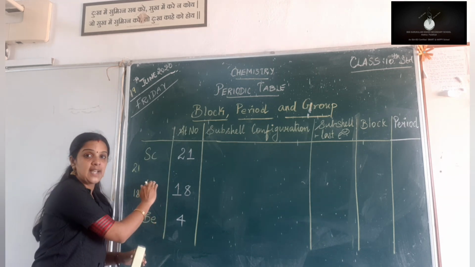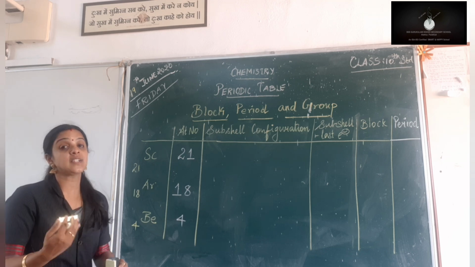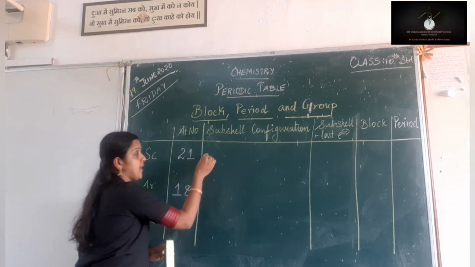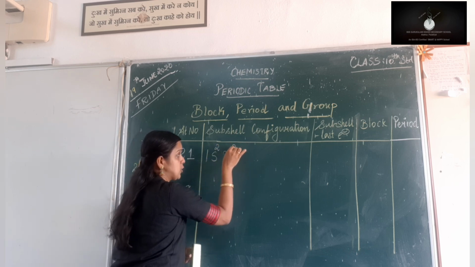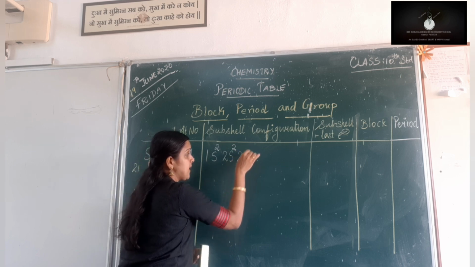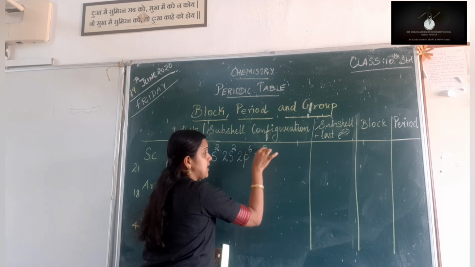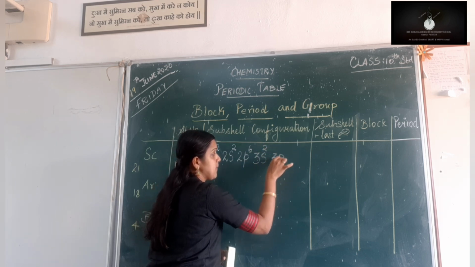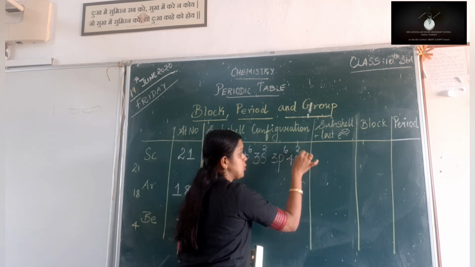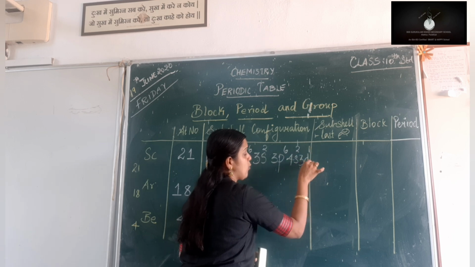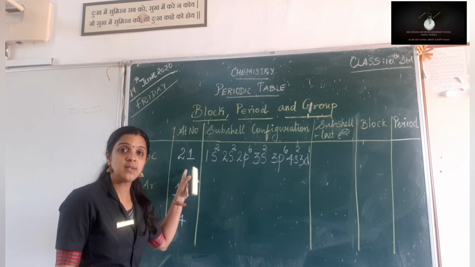Now here you can see scandium with atomic number 21. So how do we write the subshell configuration? We will write 1s2, 2s2, 2p6. After 2p6, we will go to the third shell, 3s2, 3p6. Then after that we have 4s2 and 3d. Am I right? Because scandium is a d block element.